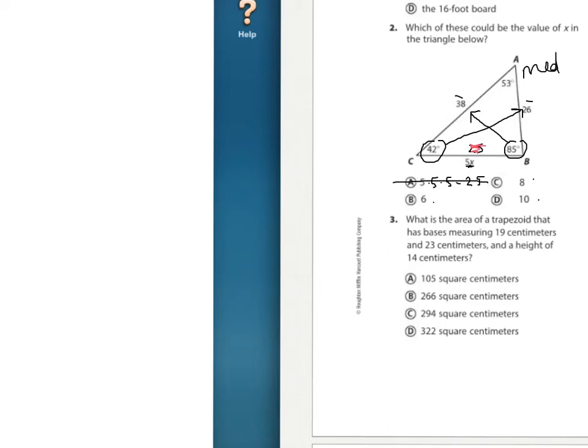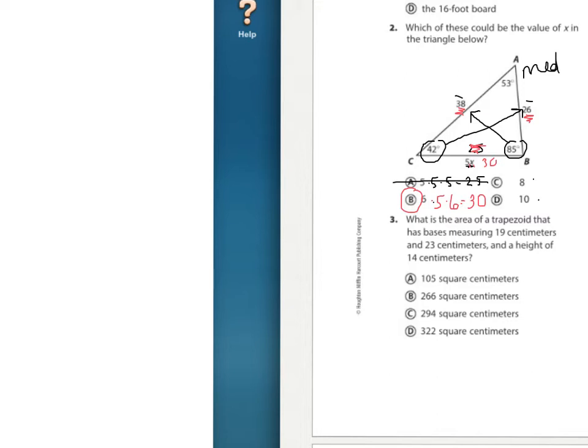Let's take 5x now, 5 times 6. 5 times 6 is equal to 30. Would 30 be the middle length? If that was 30, would it be in the middle? It is between 26 and 38, so yes, it would be that one.